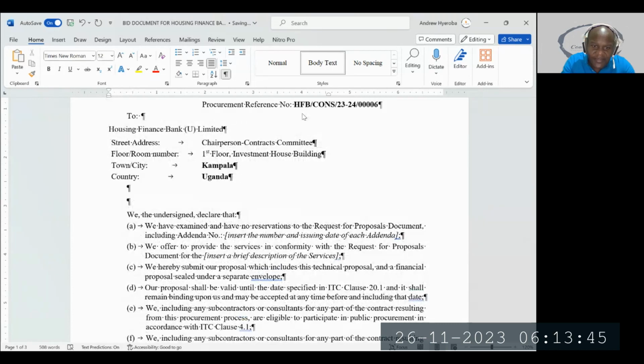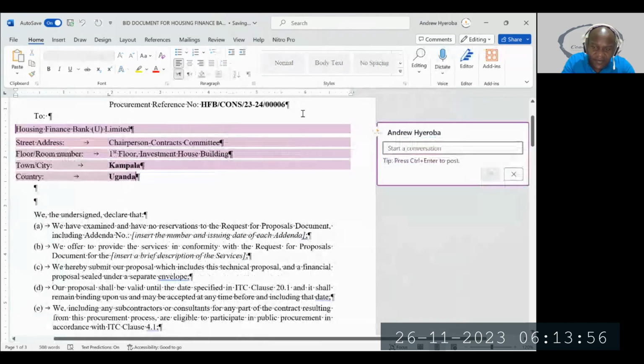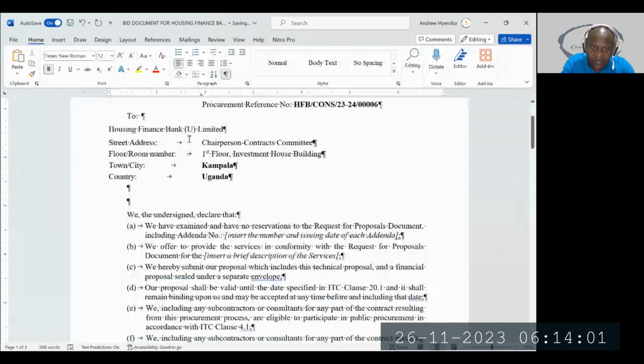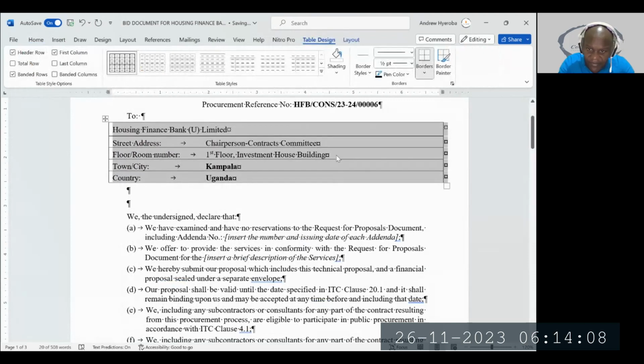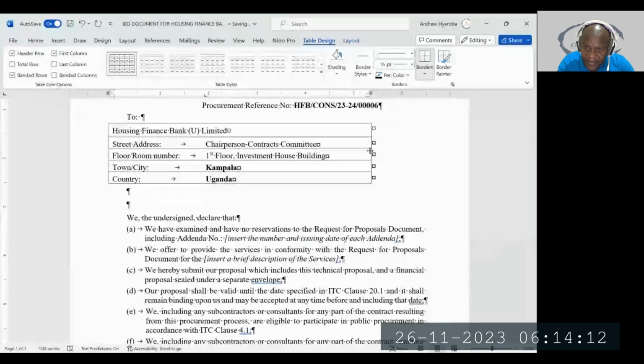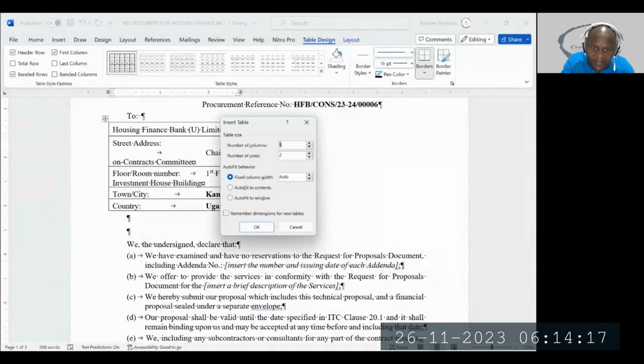When I get this, I normally prefer to tabulate it, capture it in a table format, and then I hide the table itself.